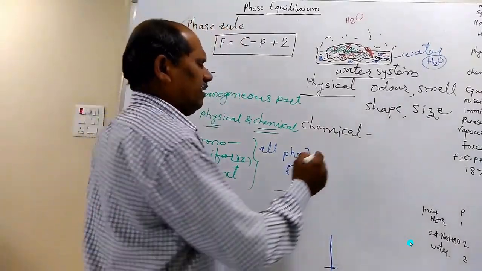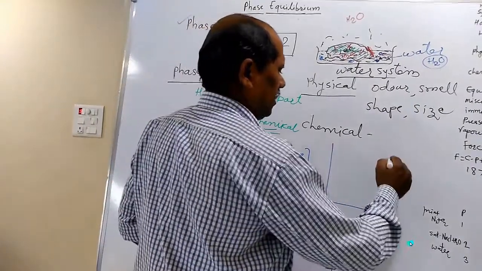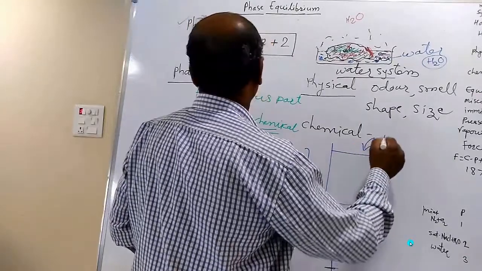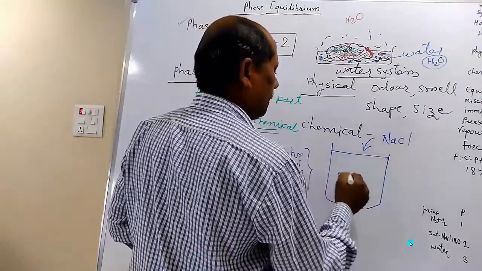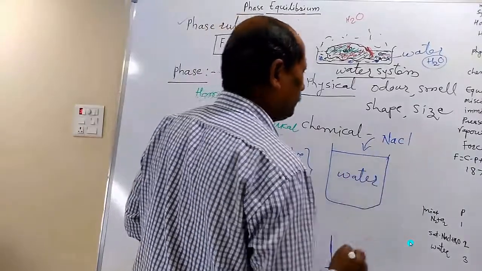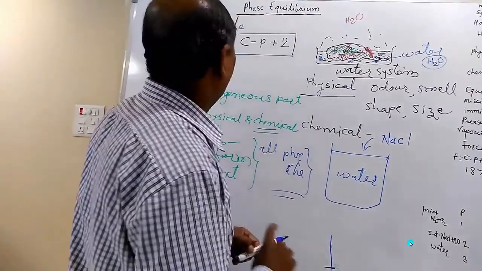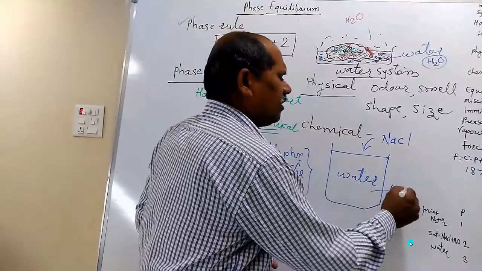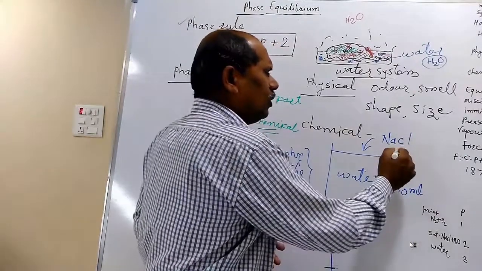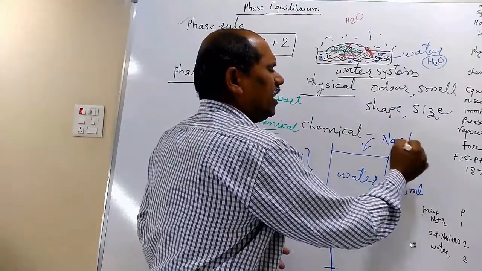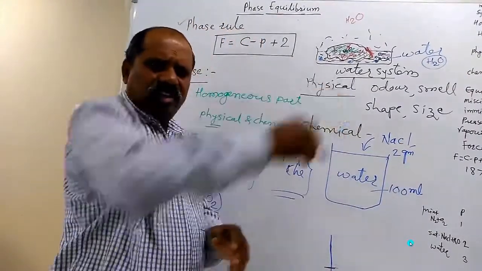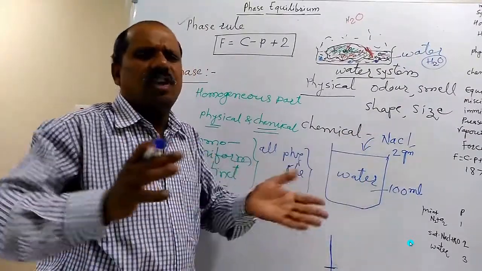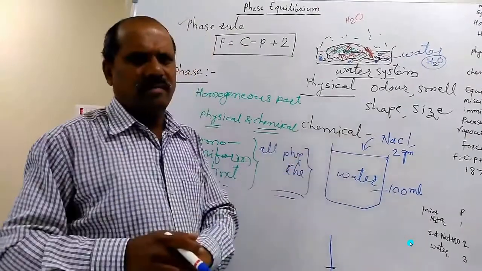Whenever we are considering a saturated solution of NaCl in water, it is better to understand first of all what is in the saturated solution. Take for example 100 ml of the water, add to it 2 gram of the NaCl, stir it vigorously, then what will happen? That NaCl dissolves completely and disappears, or it is scattering in the water.